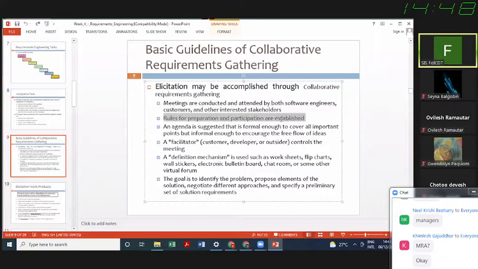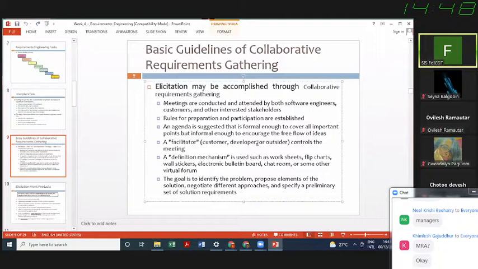We have some rules for preparation and participation. So we establish a code of conduct, some rules. We have an agenda, so we're going to follow this. We have a facilitator of the meeting, who is going to control the meeting. You know why? Because at times we can have dominant stakeholders.